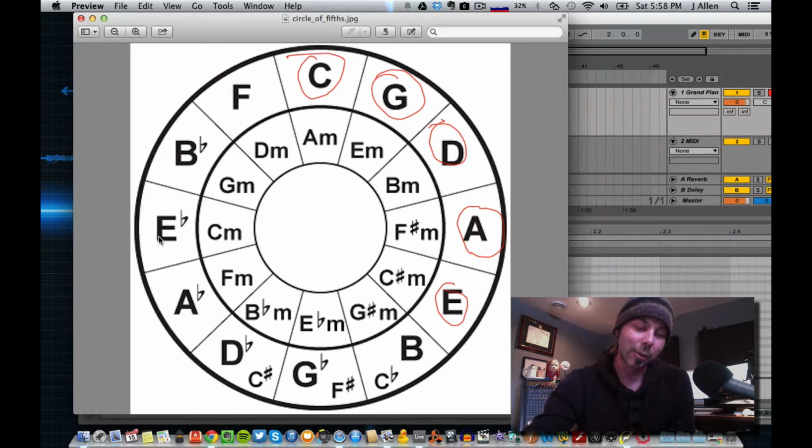We count up 5, we'll always end up at the next note in this circle until we get all the way to F, and then we count up 5 and we get back to C. So it goes all the way around in a circle, hence circle of fifths.